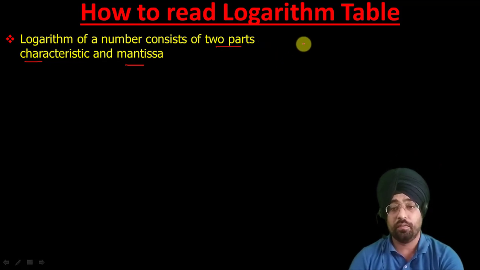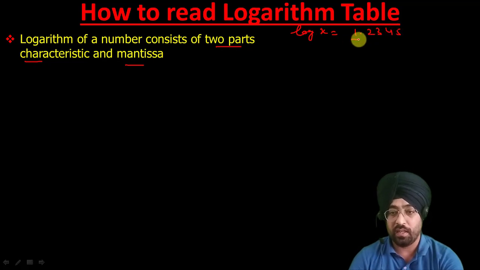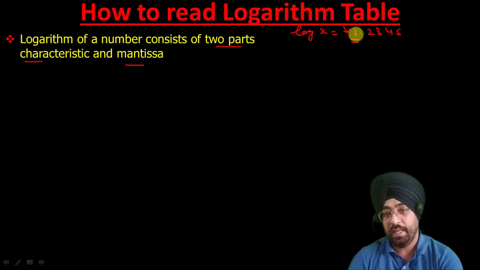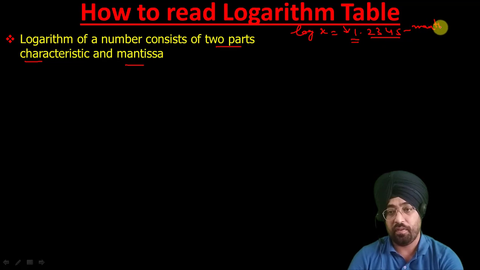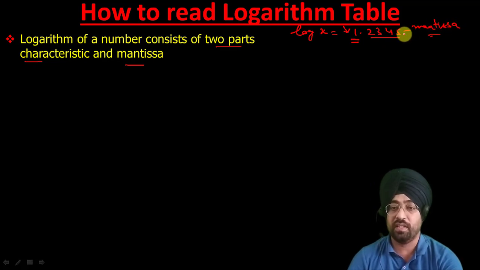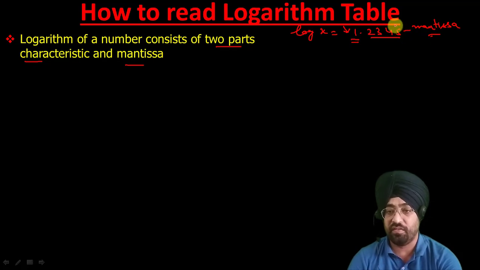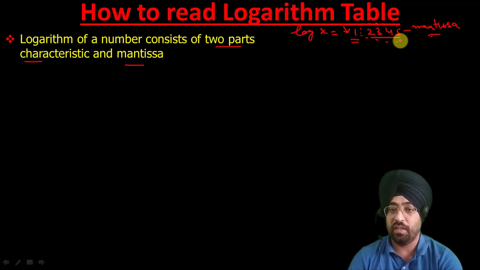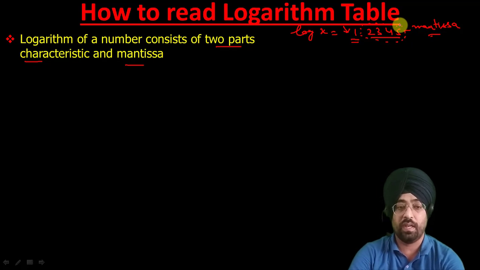Suppose the log of any number x came out to be 1.2345. Now this part, the integer before the decimal, is called the characteristic, and this fractional part is called the mantissa. Provided this mantissa is a positive number, only then can we say it is a characteristic and mantissa, when this fractional part is a positive number. All this we have discussed in my previous lecture on characteristic and mantissa.